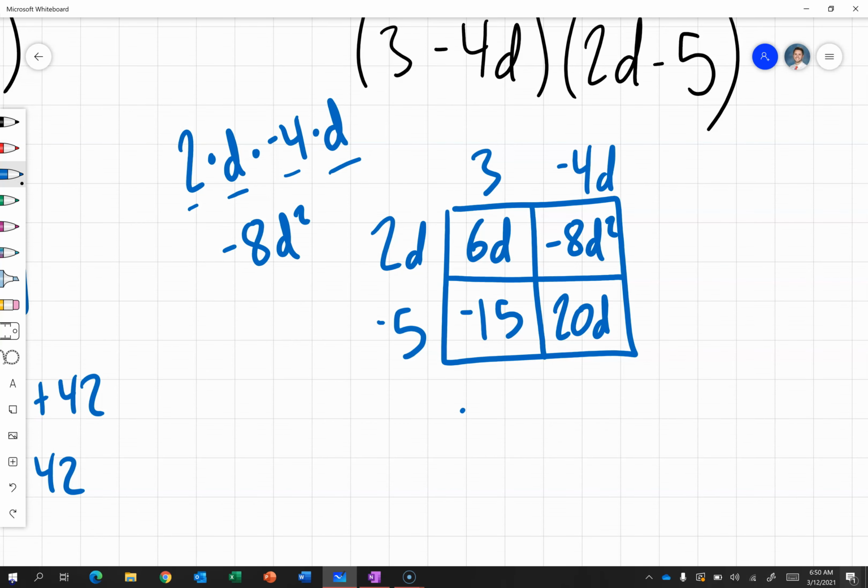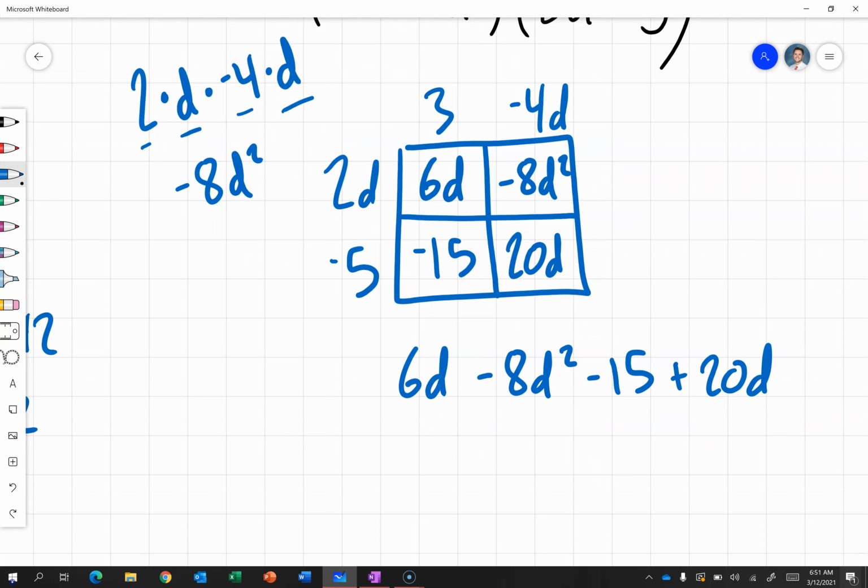Okay, then we can go ahead and write all of these out. 6d minus 8d squared minus 15 plus 20d. And then we obviously want to combine like terms here and put it in standard form. So negative 8d squared would be our first term. Then we have 6d plus 20d, which is 26d, minus 15.